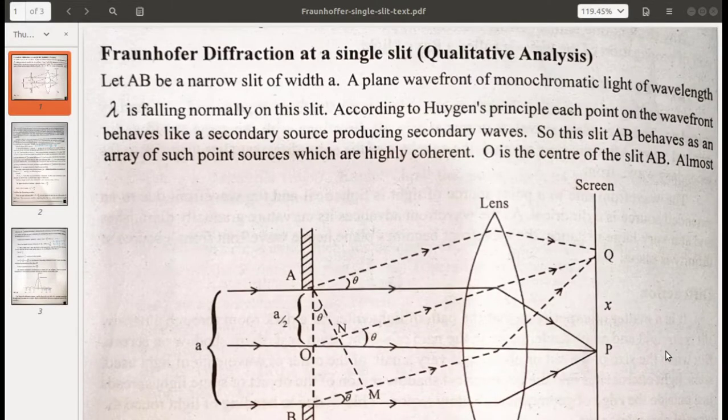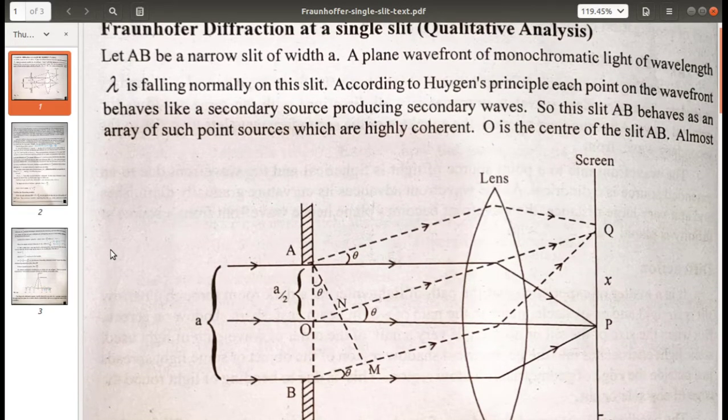Good morning. Today we will discuss Fraunhofer diffraction at a single slit. In the last class you have seen what Fresnel diffraction and Fraunhofer diffraction are, and the difference between these two. In this class we will discuss the diffraction at a single slit, Fraunhofer diffraction. This is only a qualitative analysis. So let's directly go to the topic.